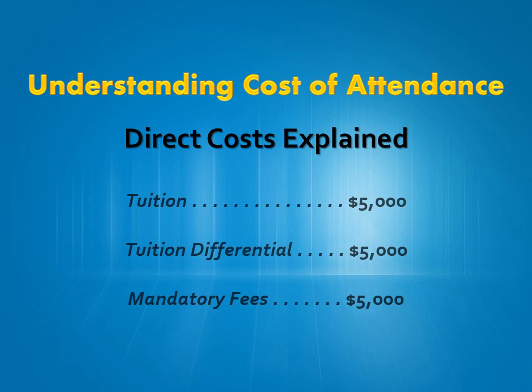Direct costs include tuition differential if applicable, and mandatory fees. In this example, for easy computation, we are using $5,000 for the tuition differential, and the mandatory fees. Using these figures, the student's total direct costs for the academic year equal $15,000. In this example, we are referring to fall and spring semesters as the academic year.